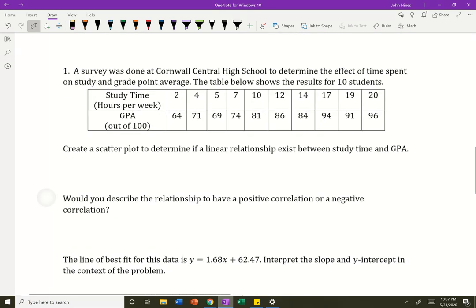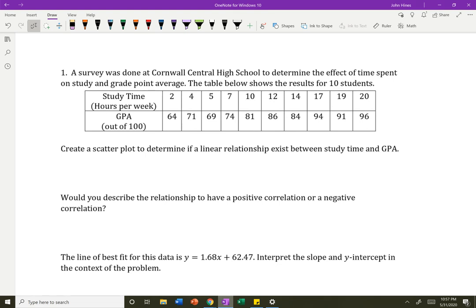So here I give you the data. We're going to have to make a scatter plot out of it. A survey was done at CCHS to determine the effect of time spent studying on grade point average. Here's one student. They studied for 2 hours. They had a 64. They studied for 4 hours. They had a 71. These numbers go together. So let me take a picture of this so I don't have to flip back and forth.